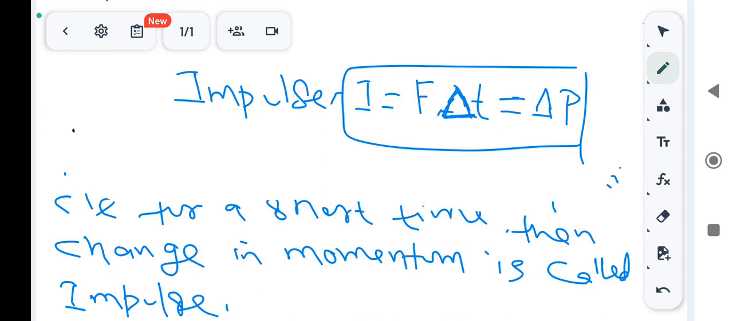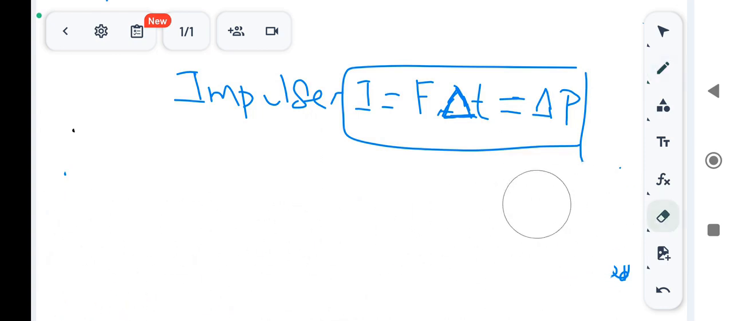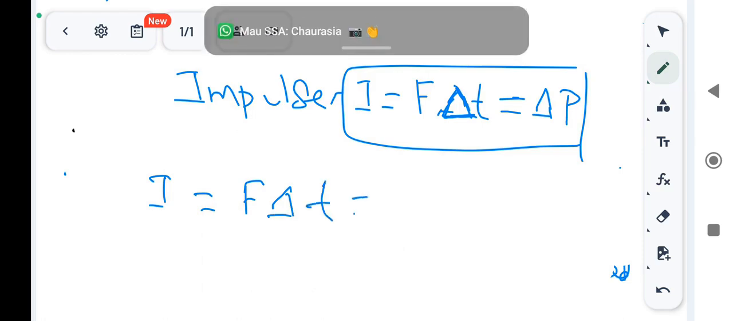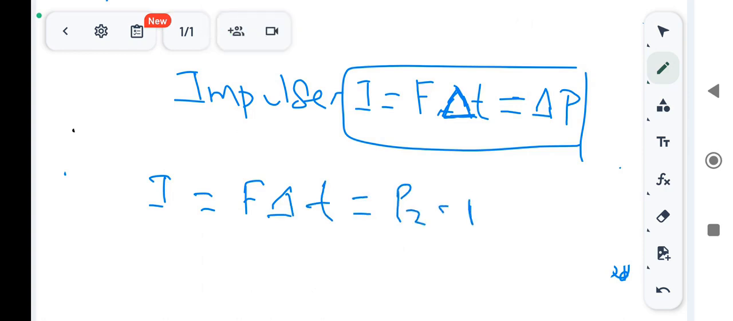The impulse is what? When a large force is acting on a particle for a short time, then change in momentum is called an impulse. The impulse I equals F del T equals del P. Here we can write I equal to F multiplied by del T equal to P2 minus P1.